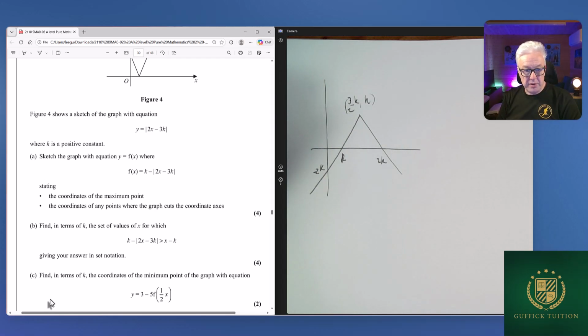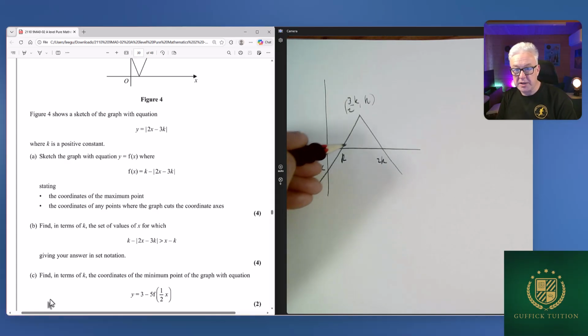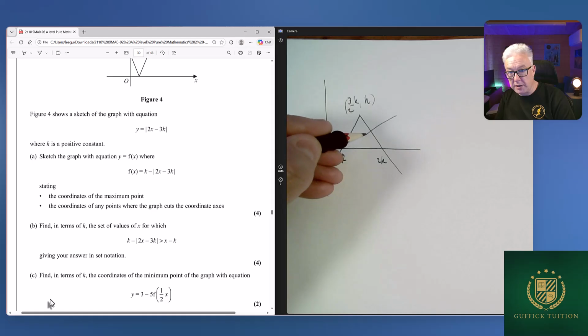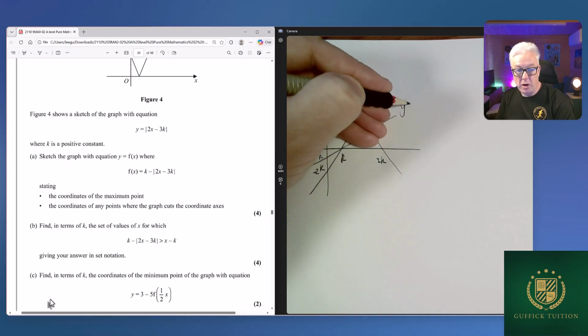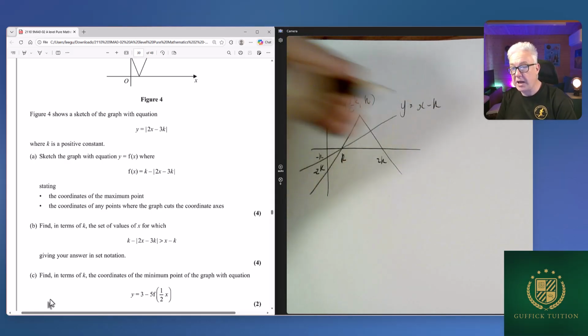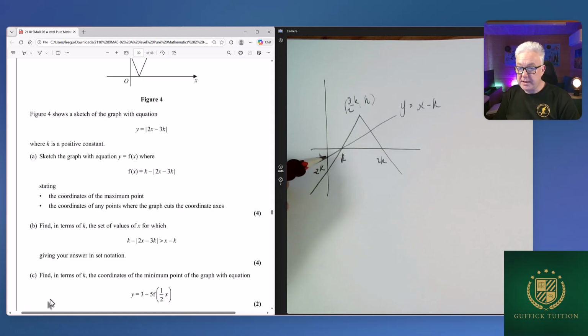So we want to find out now, we've got a sketch on here, the graph of x minus k. Now the graph of x minus k is going to look like this. It's going to go through k there, and it's going to go through minus k there. Okay, so that's our graph of y is equal to x minus k. Because you can see we've got a y-intercept here of minus k, and we can see that when y is equal to 0, x equals k.